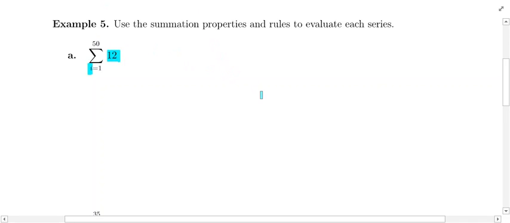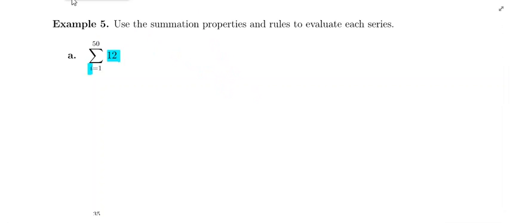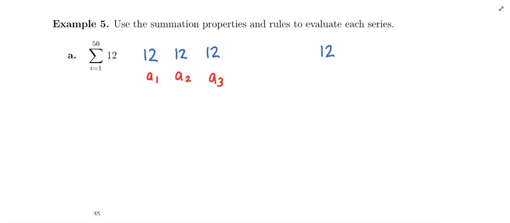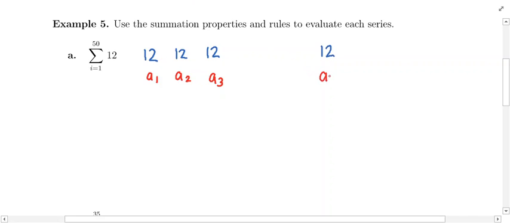term in the sequence does not have an i. So what that means is every term in the sequence is just a constant. Here we're adding up the first 50 terms of the sequence. Basically the first term is going to be this constant 12. The second term is also going to be 12. The third term is also going to be 12, and so on. And we're adding all the way up to the 50th term. The 50th term is also going to be 12.